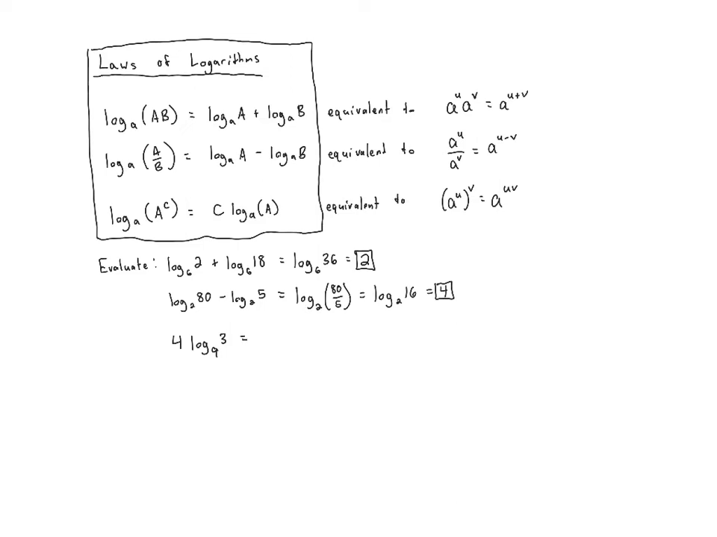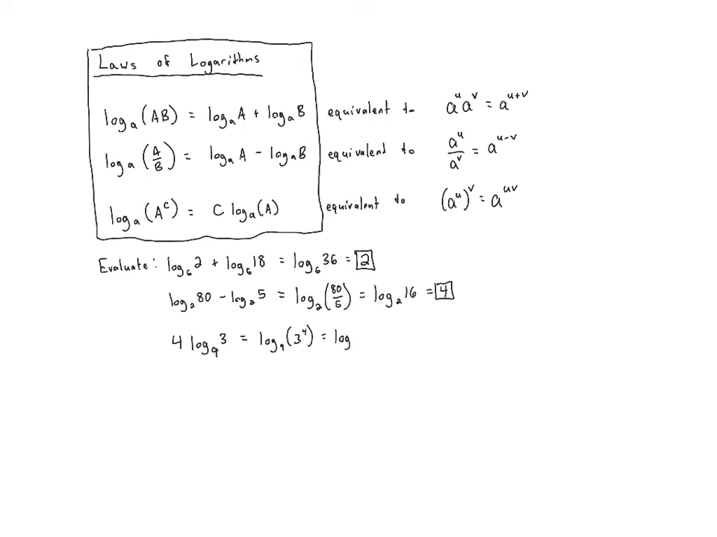Now, we can actually evaluate log base 9 of 3, but it's going to be a fraction, and that's a little bit unnecessarily complicated. So we're going to use the third law of logarithms to show that when we have a coefficient out front, we can bring it inside as an exponent. So we can rewrite this as log base 9 of 3 to the 4th.